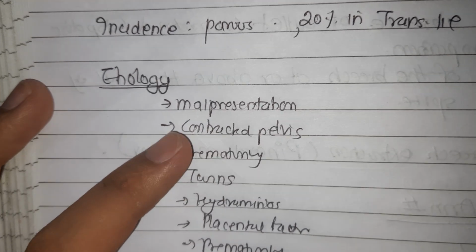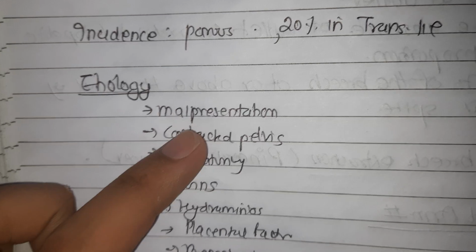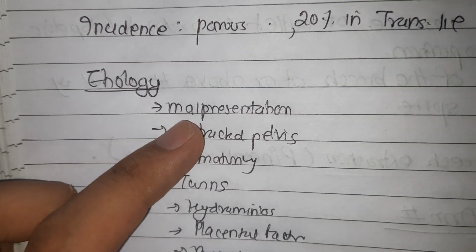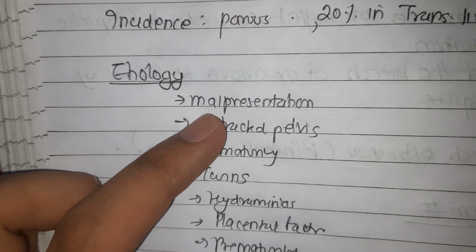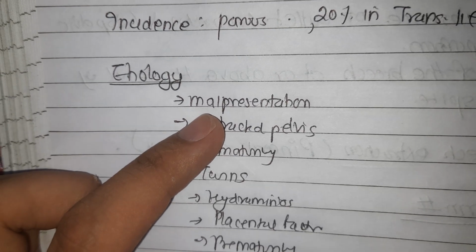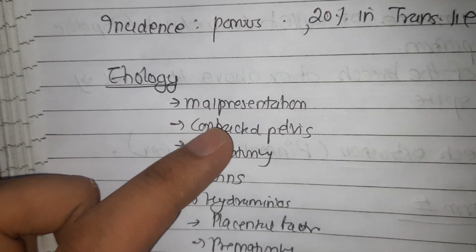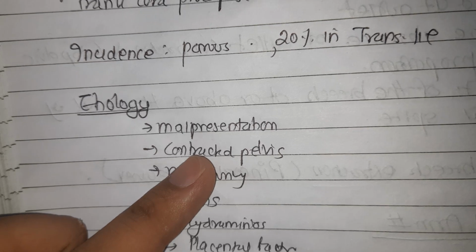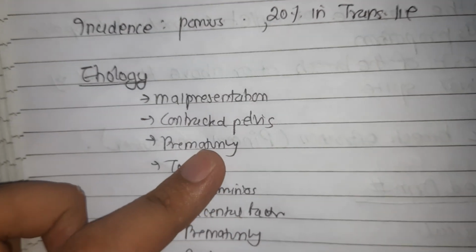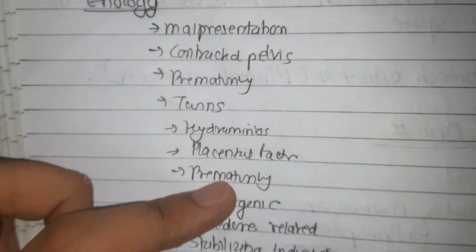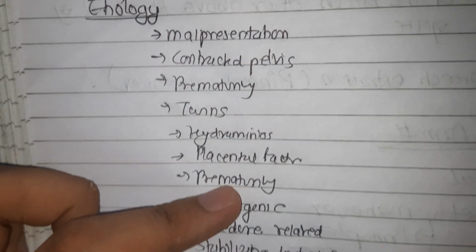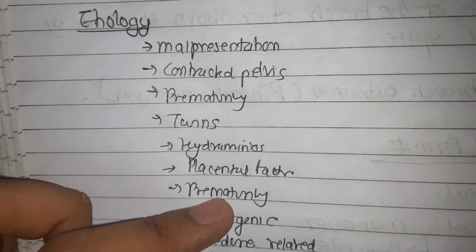The following are the associated factors like the malpresentation, the most common being transverse 5 to 10%, and breech 3%, especially with the flexed leg or footling and compound presentation. And the next ones we have the contracted pelvis, prematurity, the twins, hydramnios, placental factors like a minor degree placenta previa, with marginal insertion of the cord or long cord.